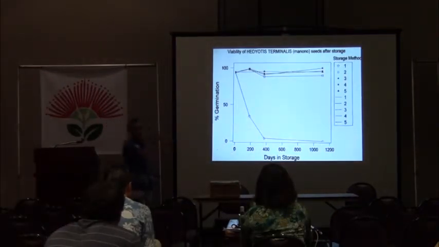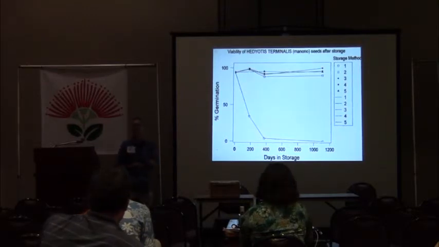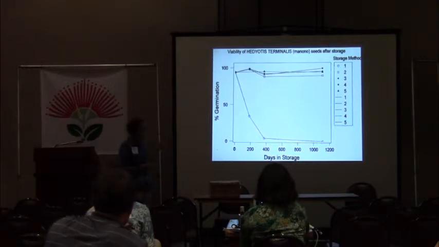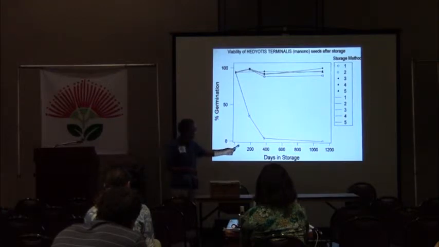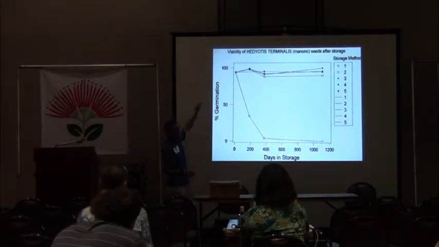This is a monono, a native plant that used to be called Hedyotis terminalis. The name is now Kadua affinis. This is a sample we collected on Manoa Cliff Trail back in 1997. This axis shows how long the seeds have been in storage in days. This shows the percentage germination of the seeds, and the different symbols show different storage methods.